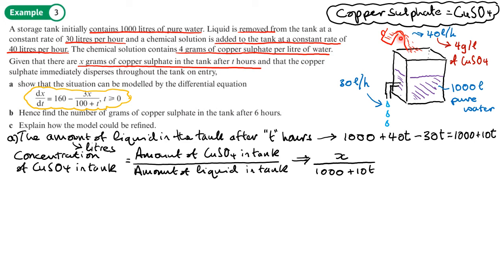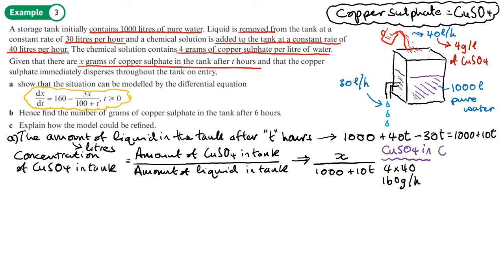Now, that concentration will change as copper sulfate goes in, and some copper sulfate comes out with the 30 litres that comes out every hour. So if we look at the copper sulfate that goes into the tank every hour, there's 4 grams in 40 litres, 4 grams per litre. So the amount of copper sulfate that goes in per hour is going to be 4 times 40, so 160 grams of copper sulfate in per hour.